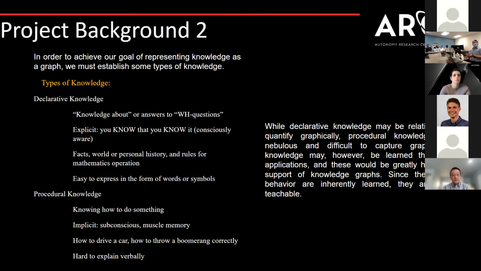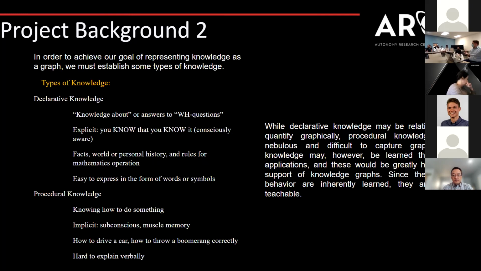So in order to achieve our goal of representing knowledge as a graph, we have to establish some types of knowledge. So commonly we have the declarative knowledge, which is knowledge about or answers to WH questions like who, what, where, when, things like that. These are things that you know, they can be backed up, they're easy to figure out. Facts, world, personal history, rules for mathematical operations, these are all known as declarative knowledge. These are easy to express in the form of words and symbols.